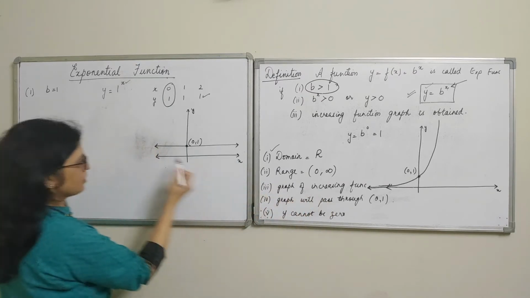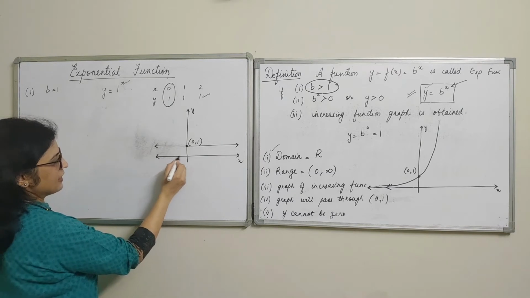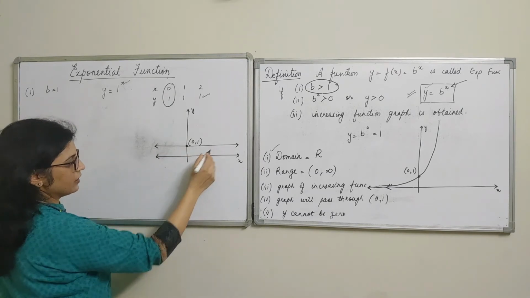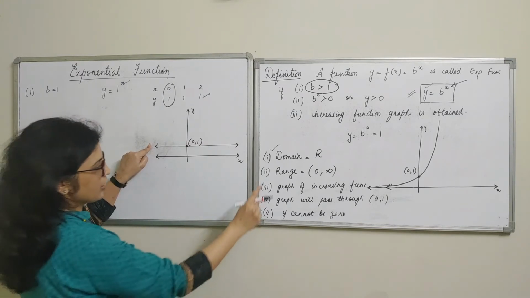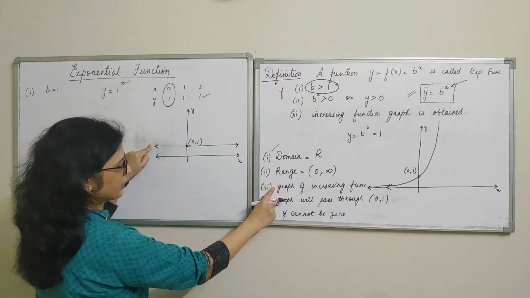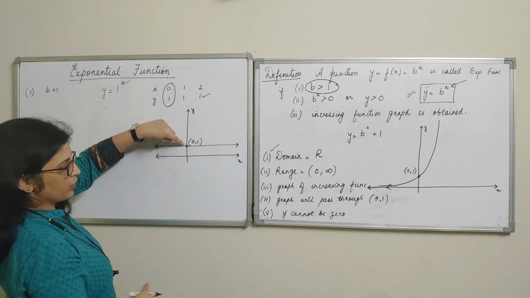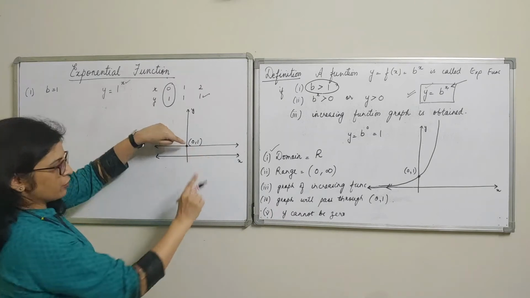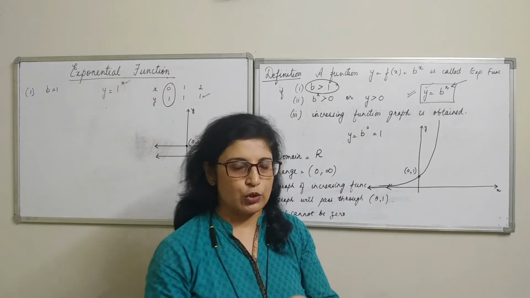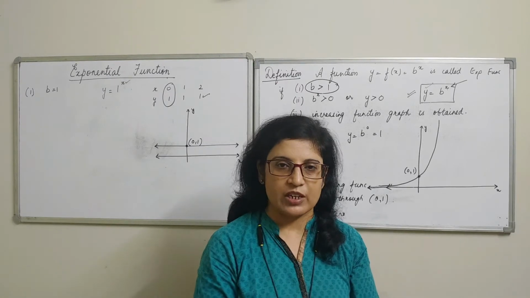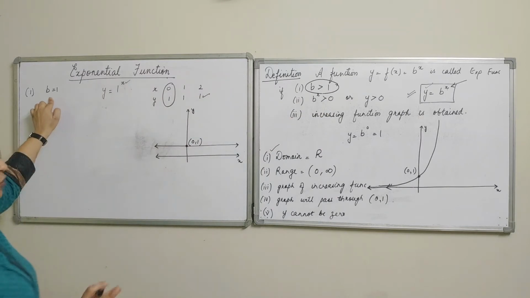Is this graph of an increasing function? Obviously not. As x is increasing, y is not increasing. y remains 1 only. So this is not the graph of an increasing function. So you can see the second condition, third condition, not satisfied. Fourth condition, the graph is passing through the point 0, 1, y is not 0. So when these conditions are not satisfied, in that case we don't consider the function to be an exponential function. Hence it is clear that b cannot be equal to 1.